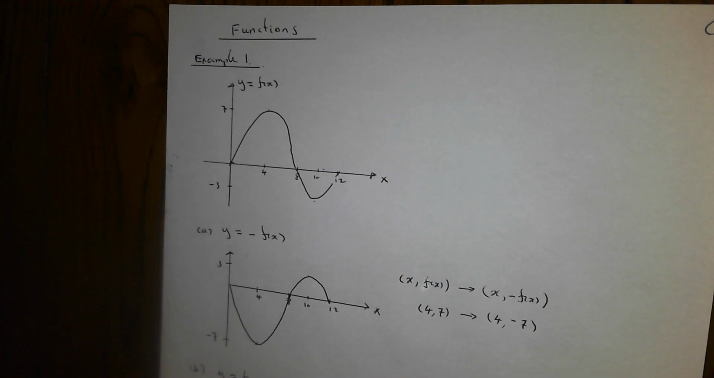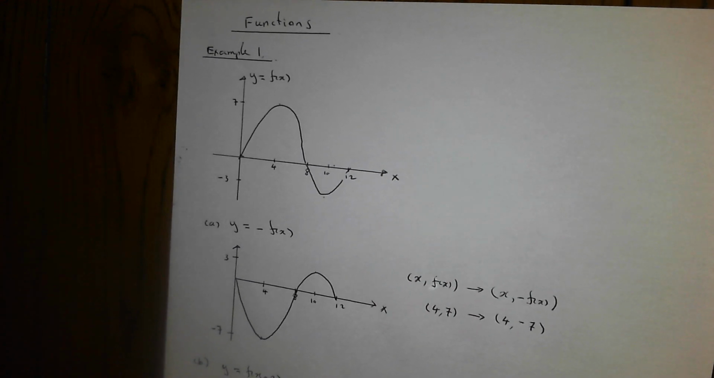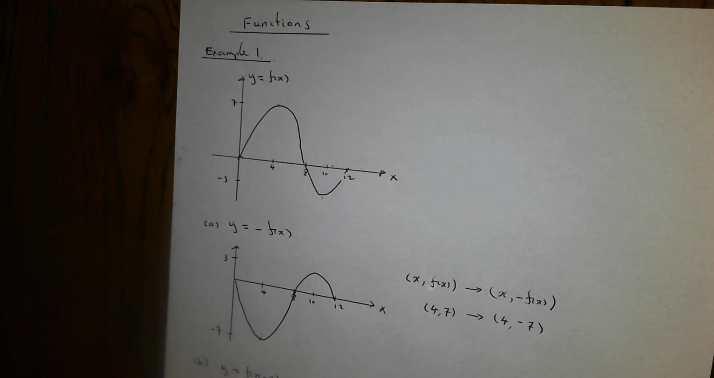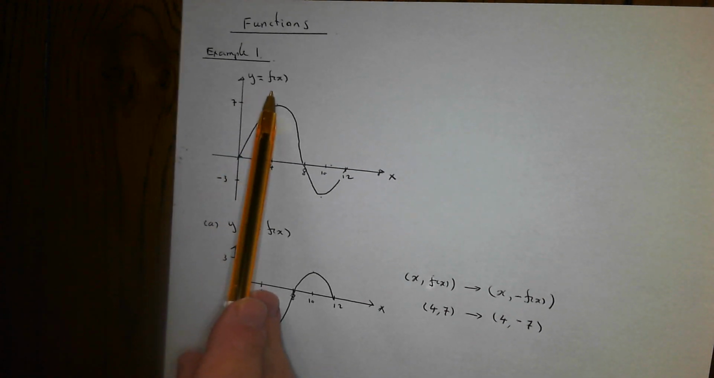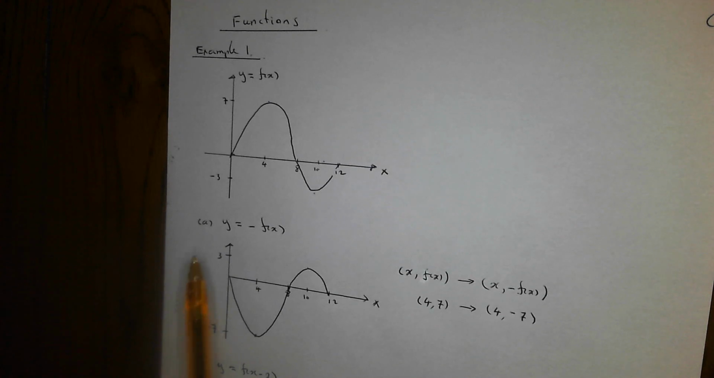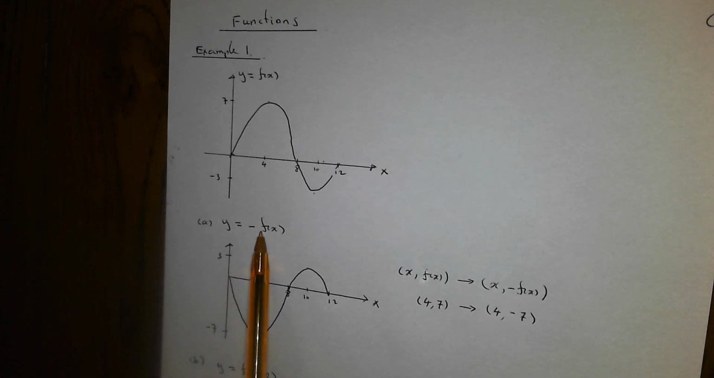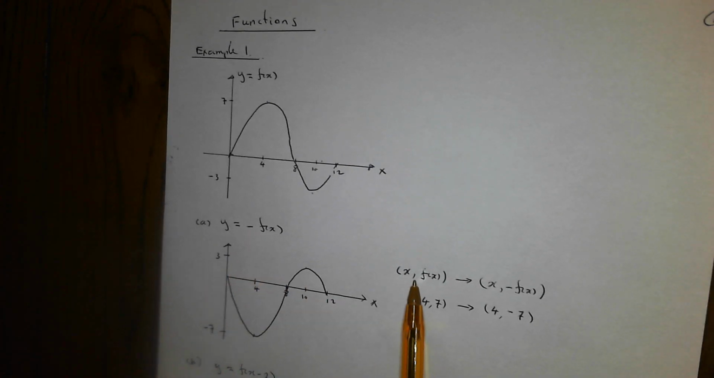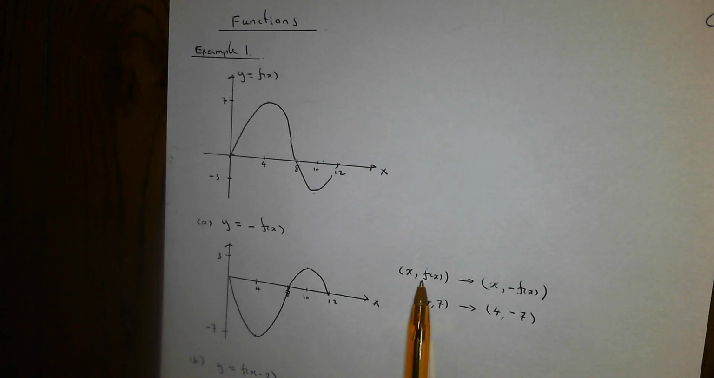Video on functions. And let's start with an example. So example 1, we have the graph of y equals f(x) as shown. And in part A, I want the graph of y equals minus f(x). So each point of the form (x, f(x)) becomes (x, minus f(x)).